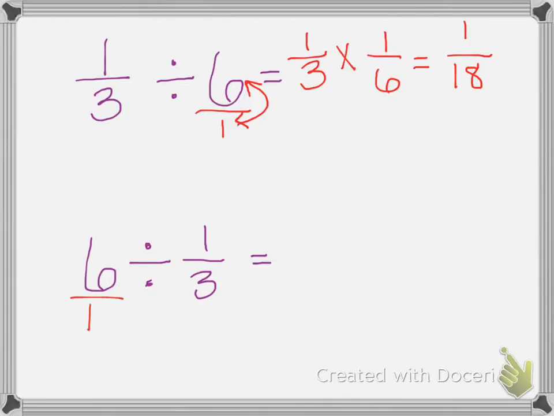Another way to solve is to find a common denominator. So I have 6/1 divided by 1/3. I can change 6/1 into something over 3. 1 times 3 is 3, 6 times 3 is 18. Now I ignore my denominators and divide my numerators. So we have 18 divided by 1 equals 18.